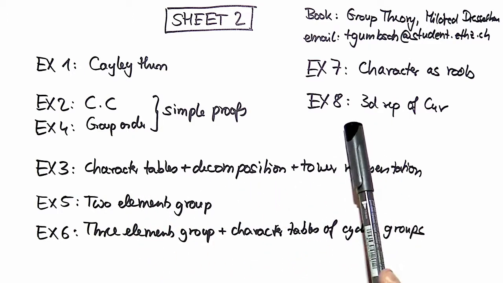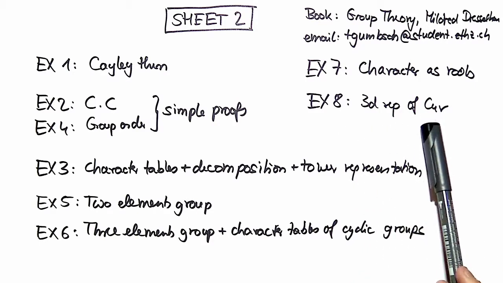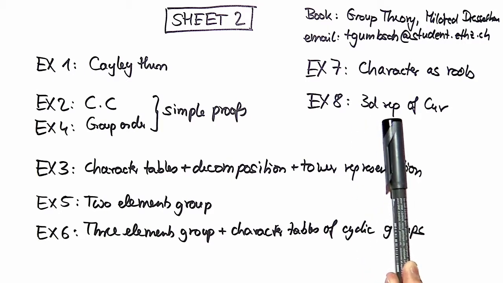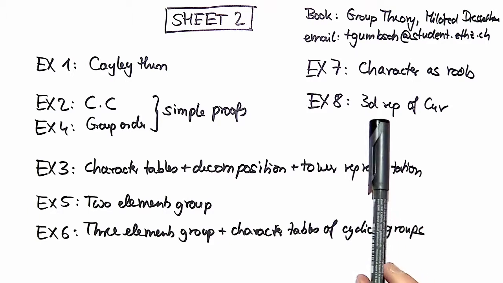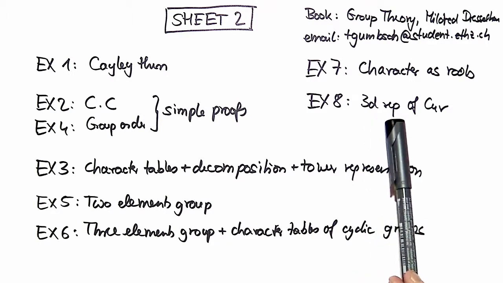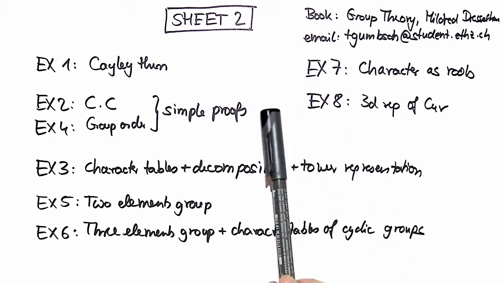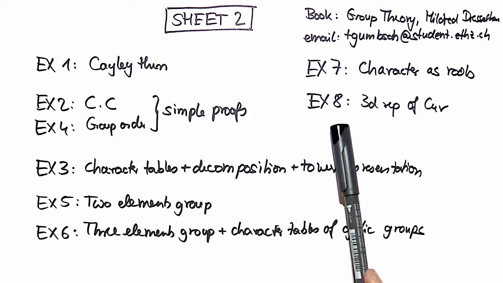Exercise 8, we're going down again on C4V, which you thoroughly discuss in class, and you want to find a 3D representation, and this is basically nothing else than writing down the results you know from the lecture. It's of course interesting to watch, but if you want to skip one exercise, this should be the first one.